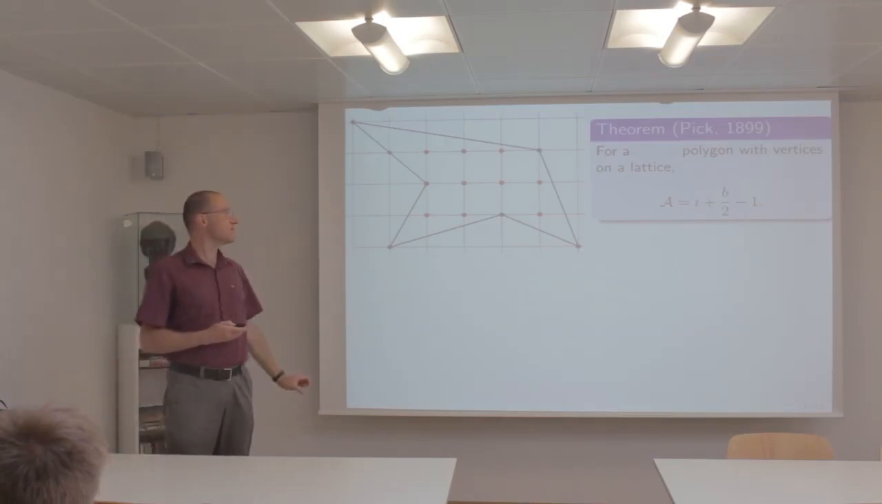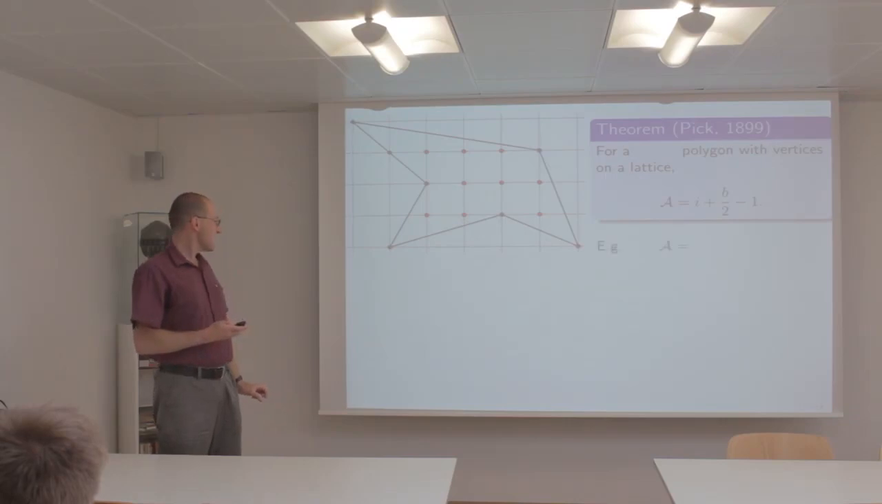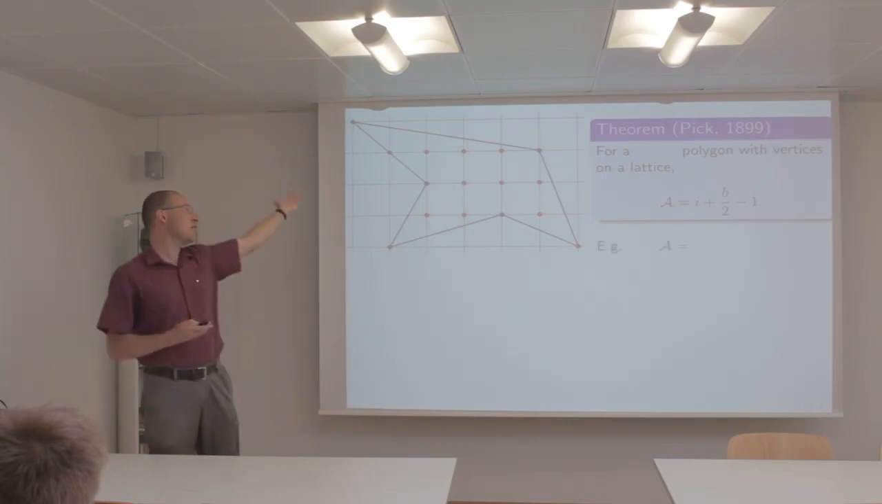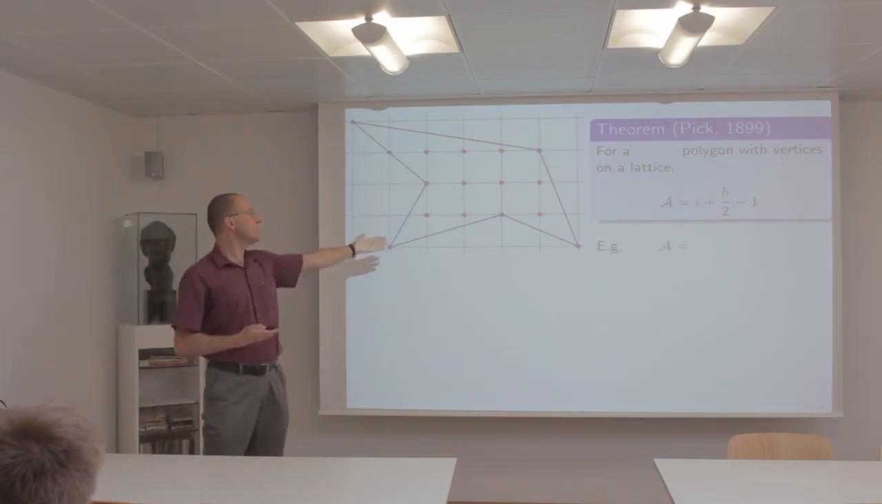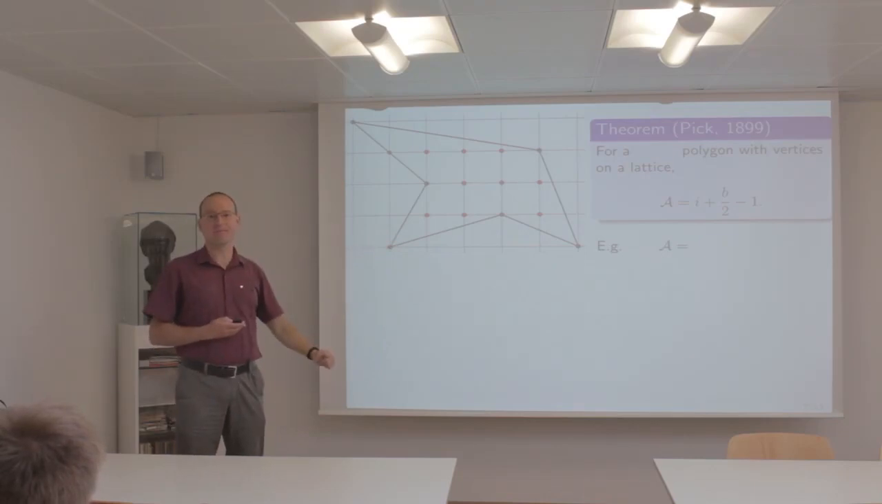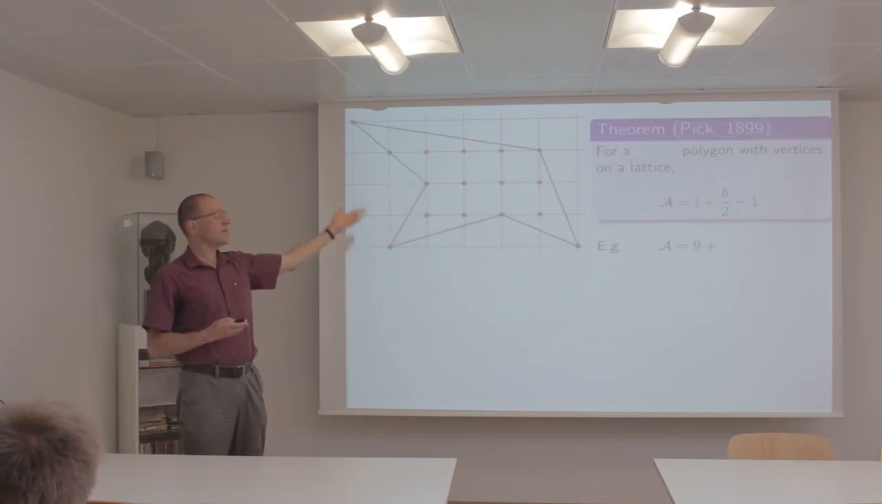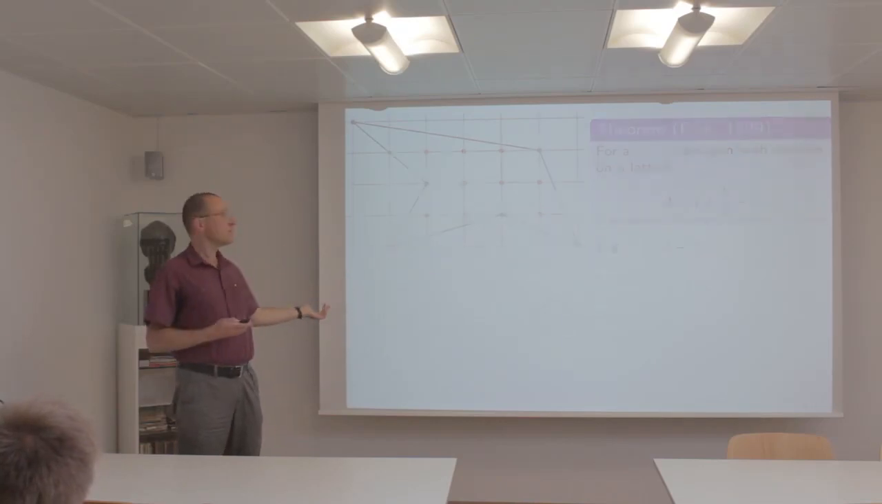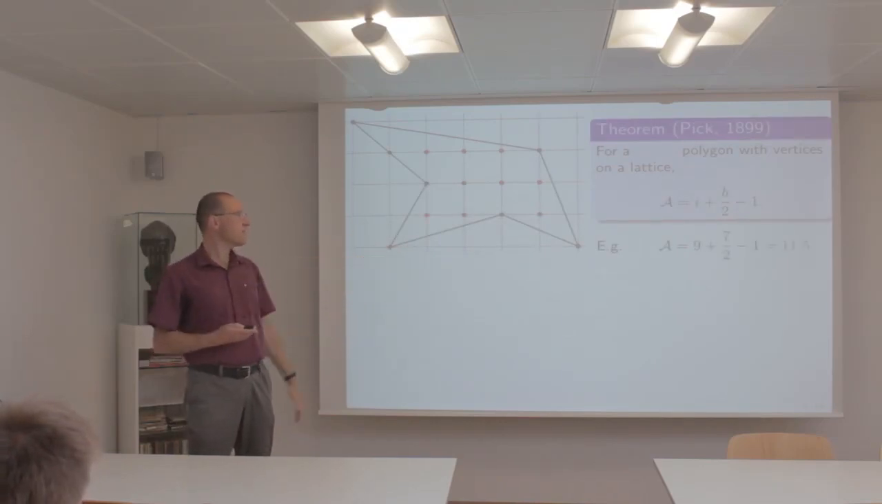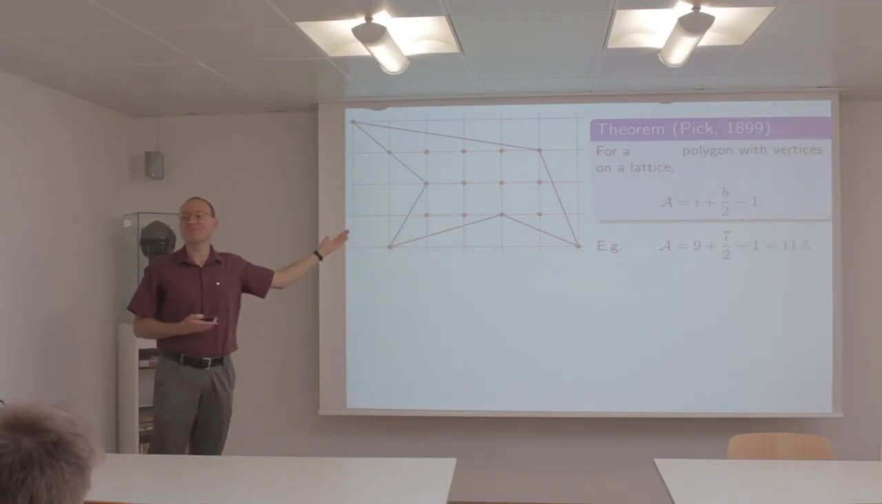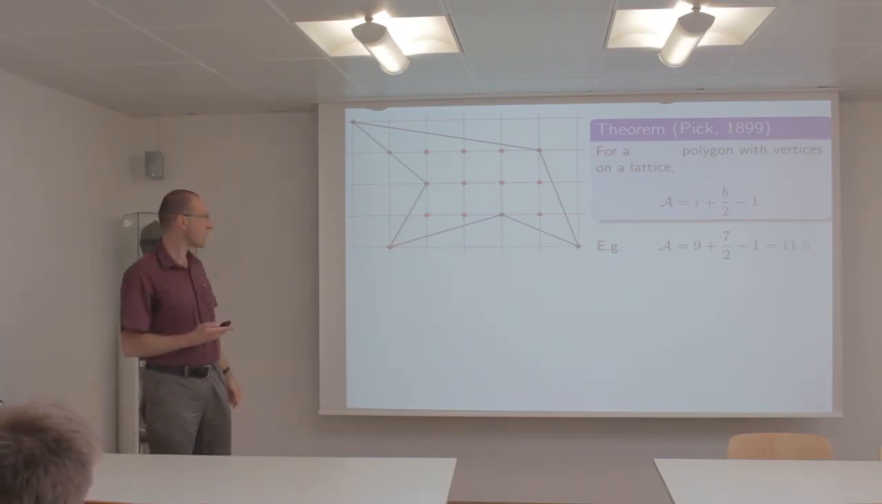I've left a little space before polygon. Oh, let's calculate on this example. Let's calculate this area. How many interior points? Yes? 9. 9 interior points. How many boundary? 7. 7, so 7 over 2 minus 1, 11.5. That was easy. Very quick way to calculate the area of this polygon.